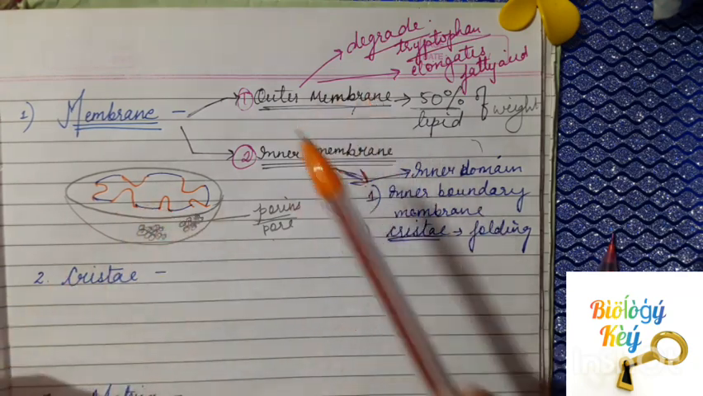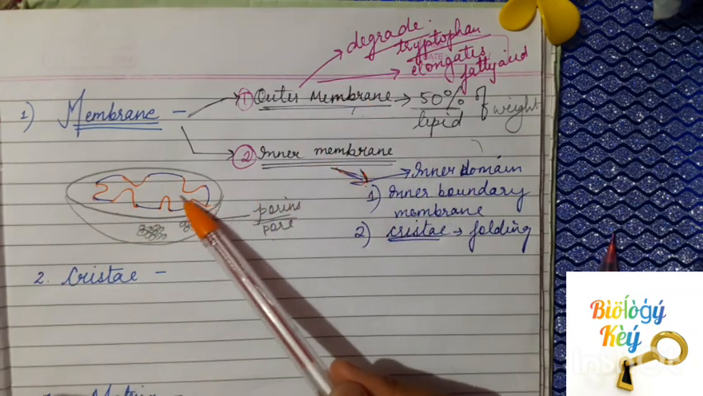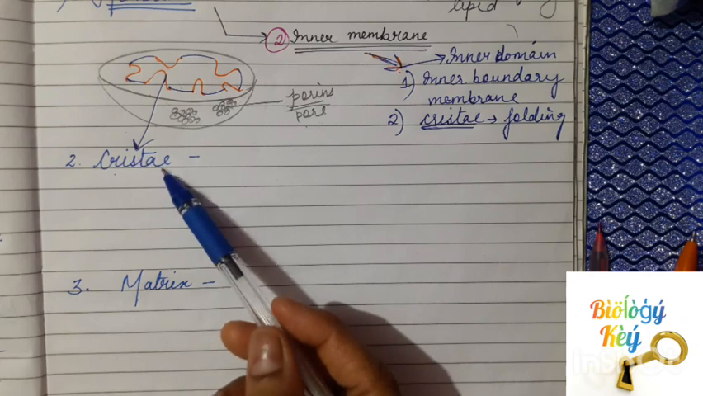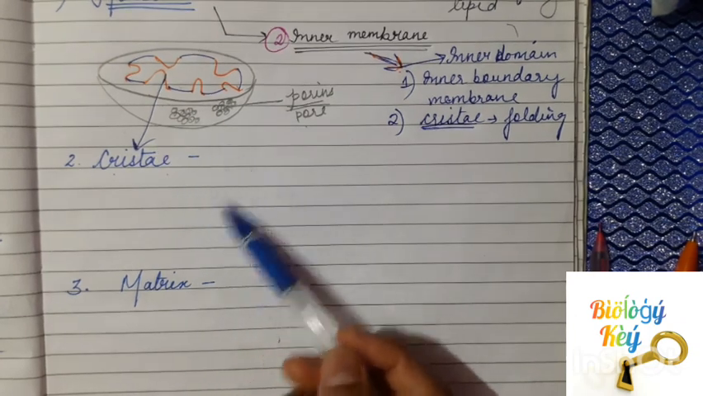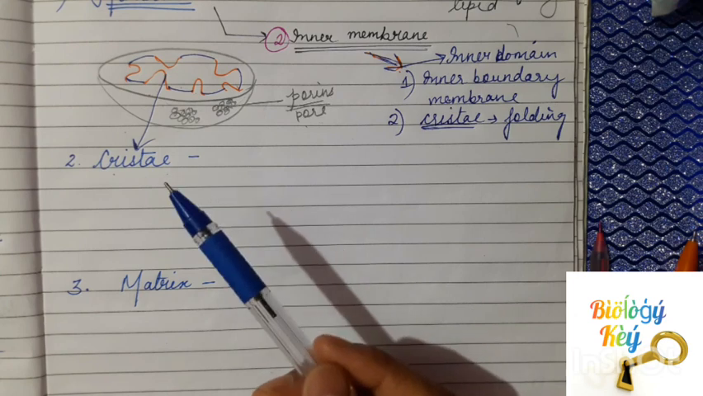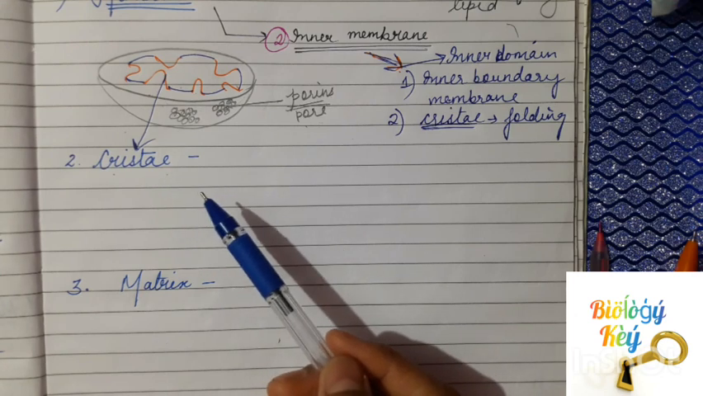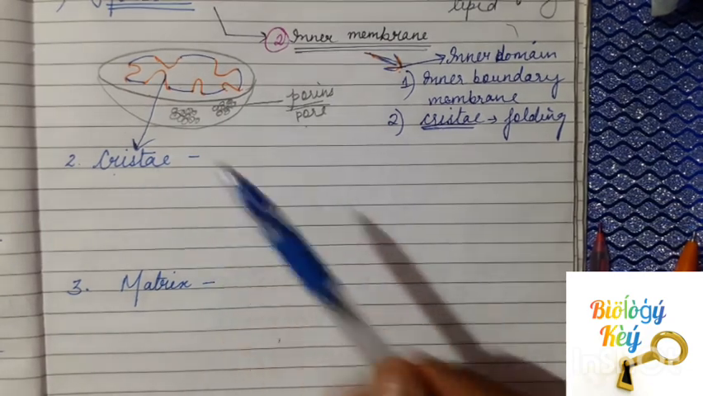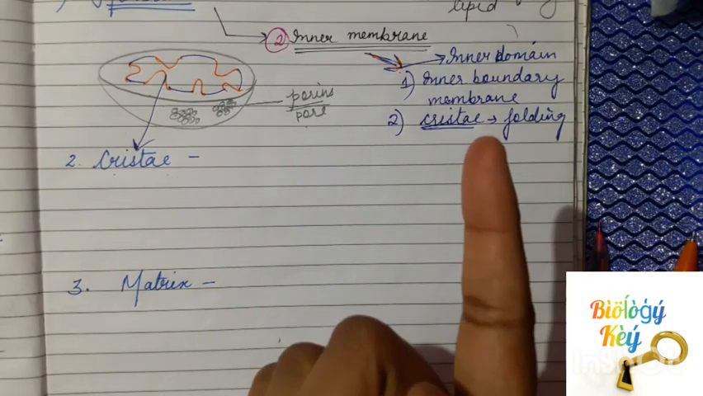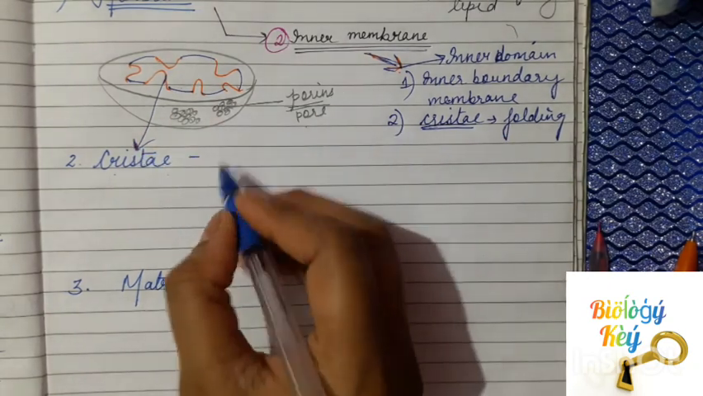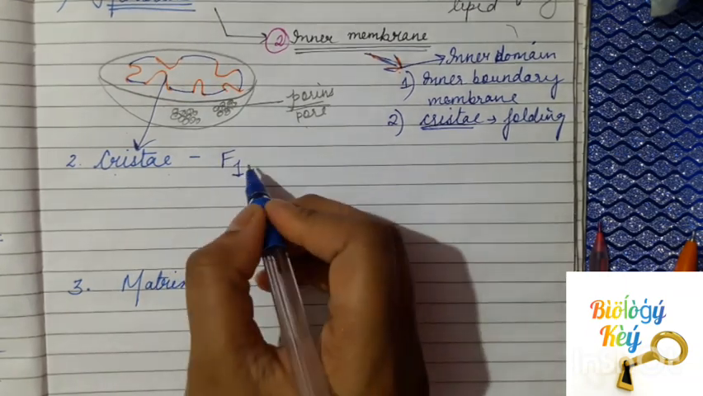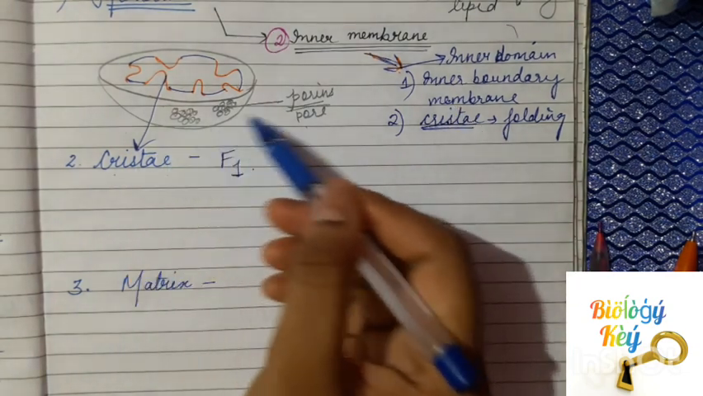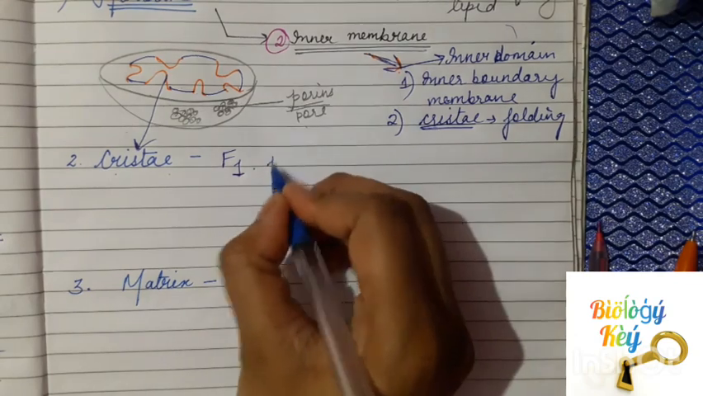This inner membrane is longer than the outer membrane because it is highly folded. Crista is again very important because it gives the folding to the inner membrane, and apart from this, it is very important to increase the surface area of the inner membrane. This crista has one very important particle attached to it, which is called the F1 particle. This F1 particle is present not only in crista but also in the inner membrane. The full inner membrane is covered with the F1 particle.